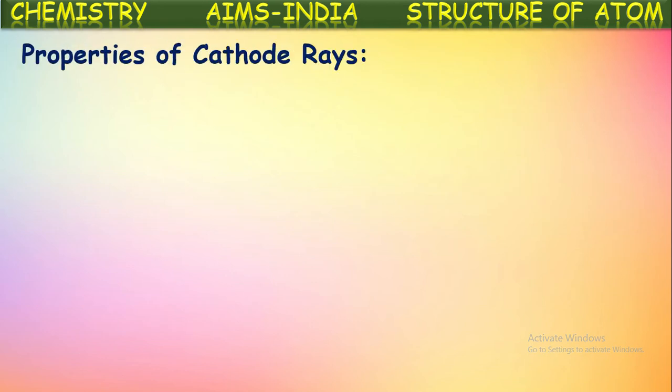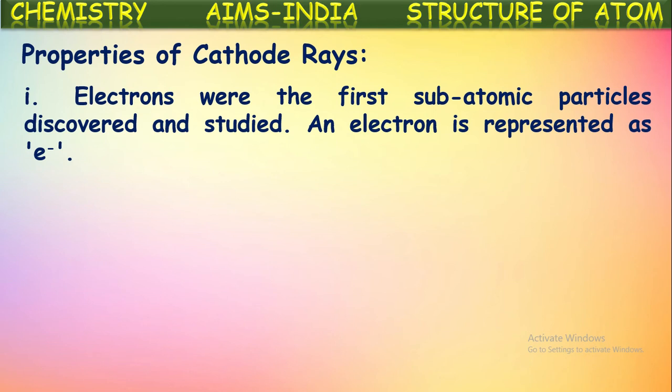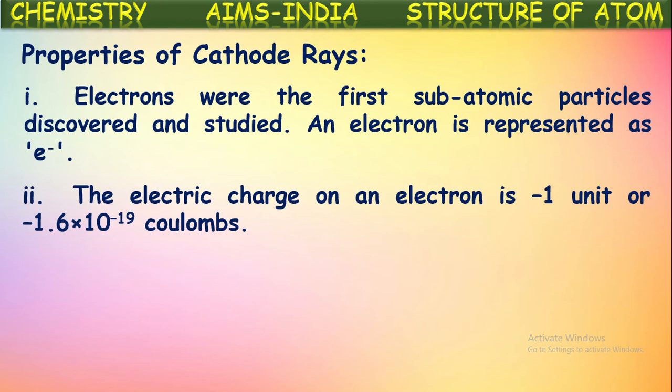Properties of cathode rays. Cathode rays are nothing but electrons. Electrons were the first subatomic particles discovered and studied. An electron is represented as e minus in expressions. The electric charge on an electron is 1 unit negative, which is equal to minus 1.6 × 10^-19 coulombs.